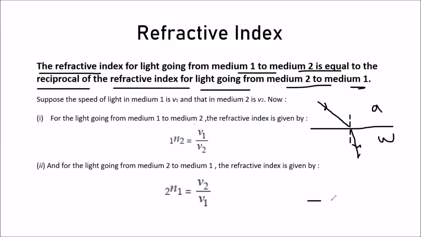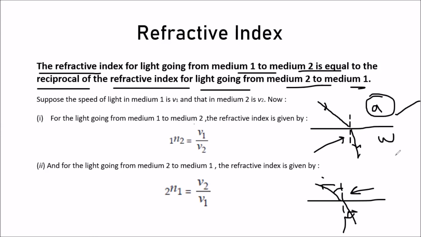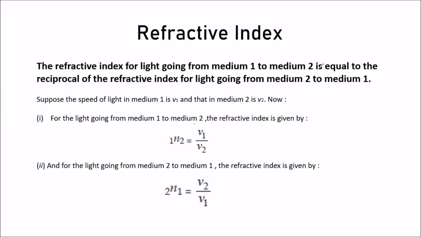Which means if light goes from water to air, then also it will follow the same path, which means the angle of incidence will be greater in this case, and the angle of refraction would be lesser in this case. In any case, the angle made in a rarer medium will be greater than the angle made in a denser medium. So this is also called the refractive index and the reciprocal of the refractive index.